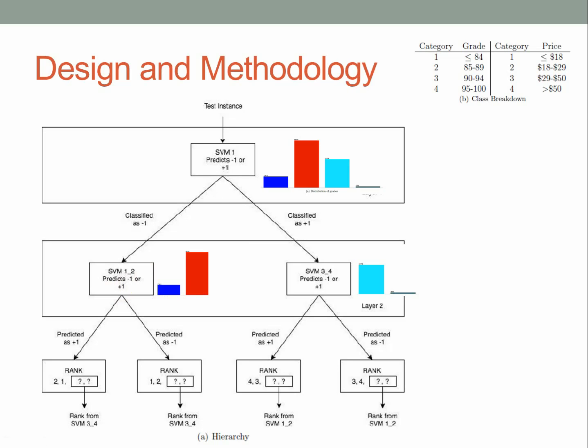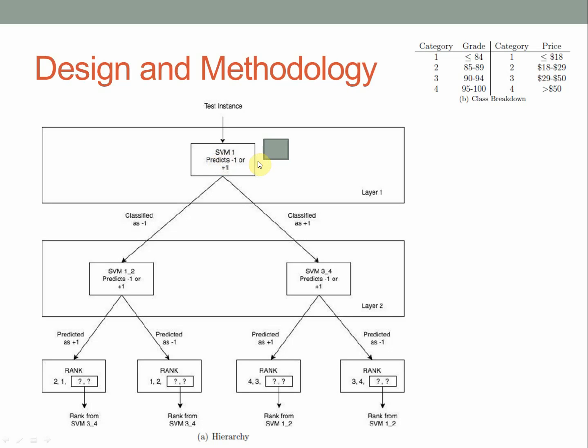Now let's take a look at this. For a testing y that comes in, we feed it into the very first SVM and try to predict whether this y is 90 plus or 90 minus. In this case, it is predicted as 90 plus. So we can feed this data into the second SVM that we have built to predict its category: category 4, which is 95 to 100, or category 3, which is 90 to 94.